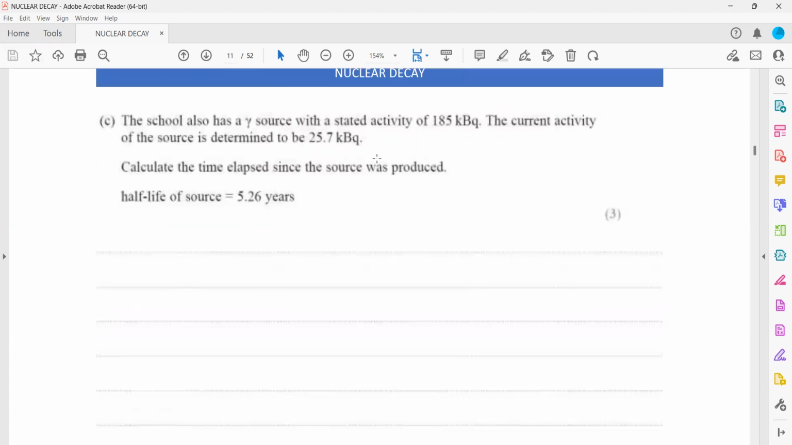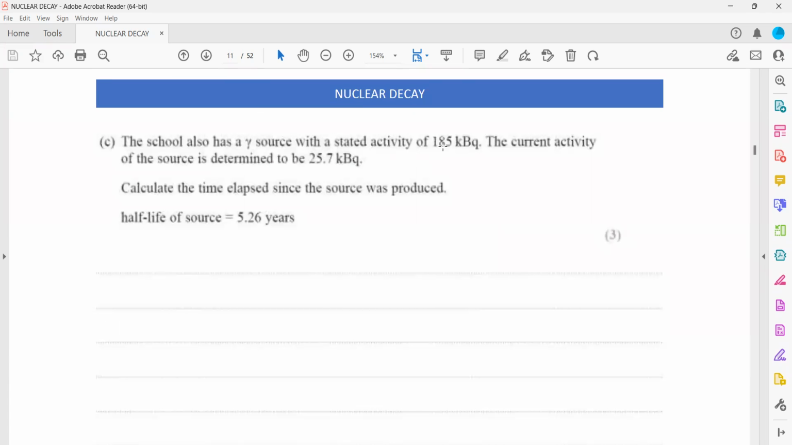Then the school has a gamma source with a stated activity of 185 kilobecquerel. Don't forget to convert kilo or mega becquerel to becquerel, so it will be 185 times 10 power 3. The current activity is 25.7 times 10 power 3 becquerel. If both are in kilo, we don't have to convert the unit, as that will cancel out, but it's fine.